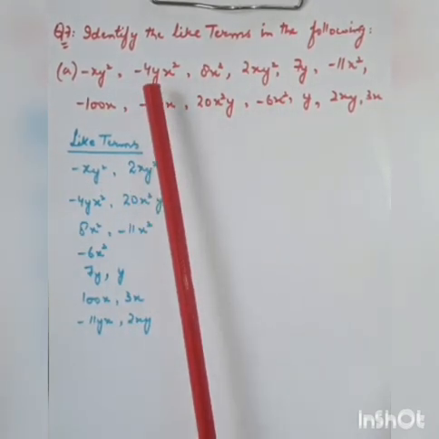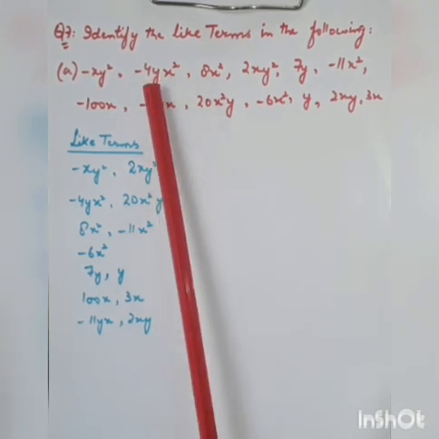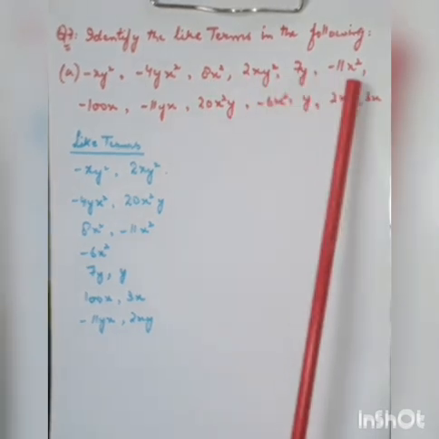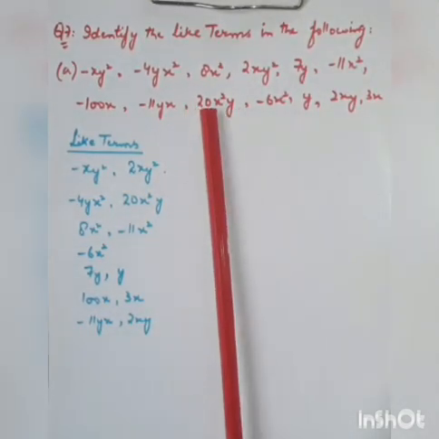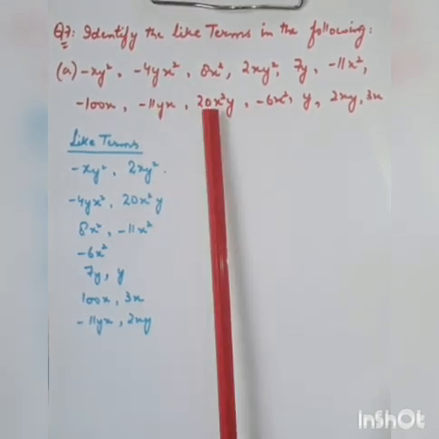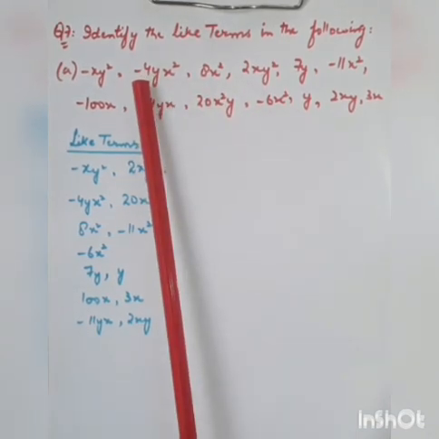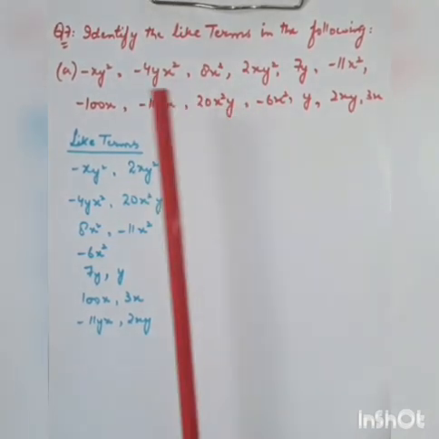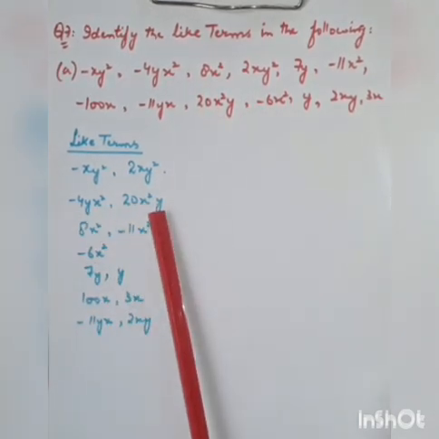Then next term is this yx square. Now we will find another term which is having y and x square. Now see students, this term is having y and x square. Here y is first and then x square, here x square is first and then y. It doesn't matter. What matters is that both contain the y and x square. So these are also like terms, minus 4yx square and 20x square y.